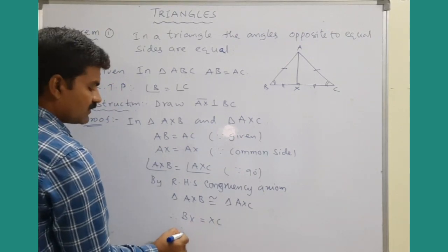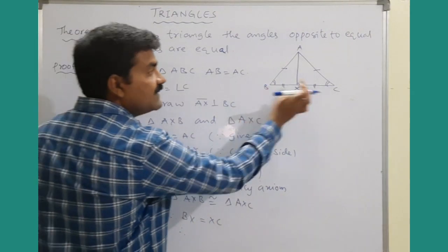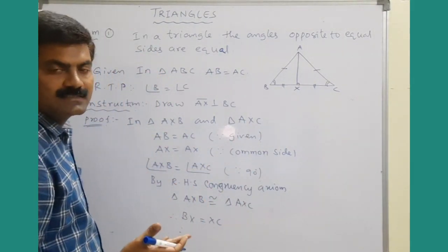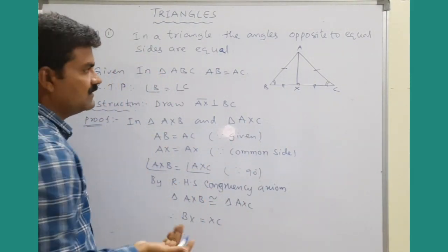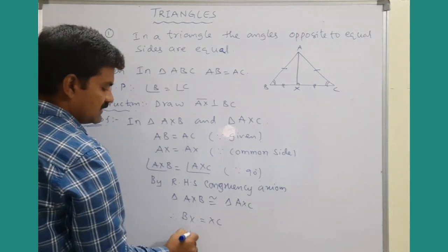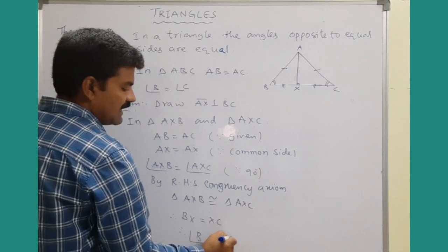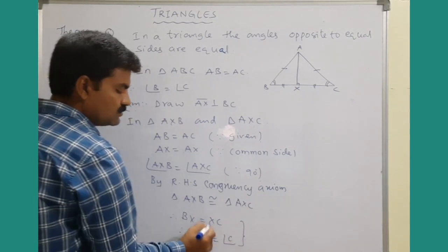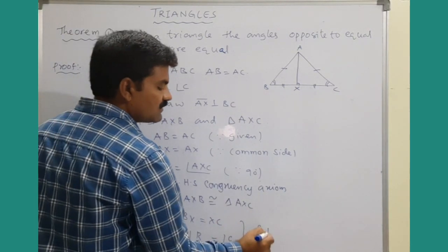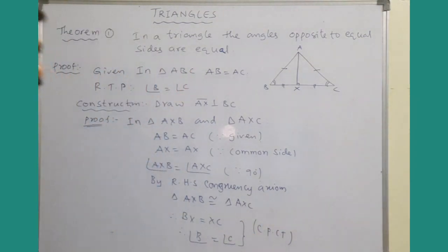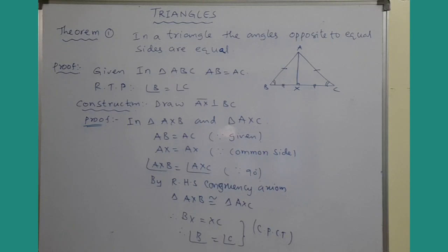And therefore I can also say that their corresponding angles are also equal. Corresponding parts in the sense sides as well as angles. So I can say that angle B is equal to angle C, and these two are equal because of CPCT, corresponding parts of congruent triangles.